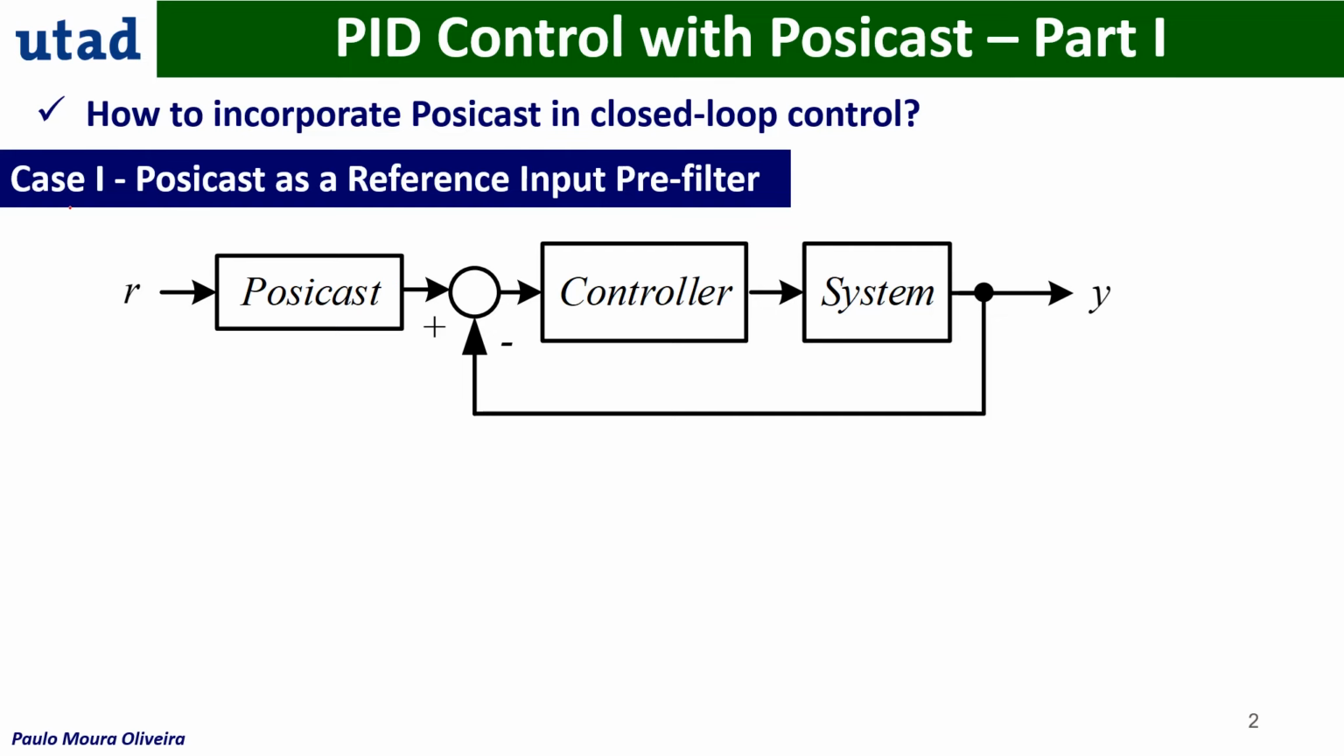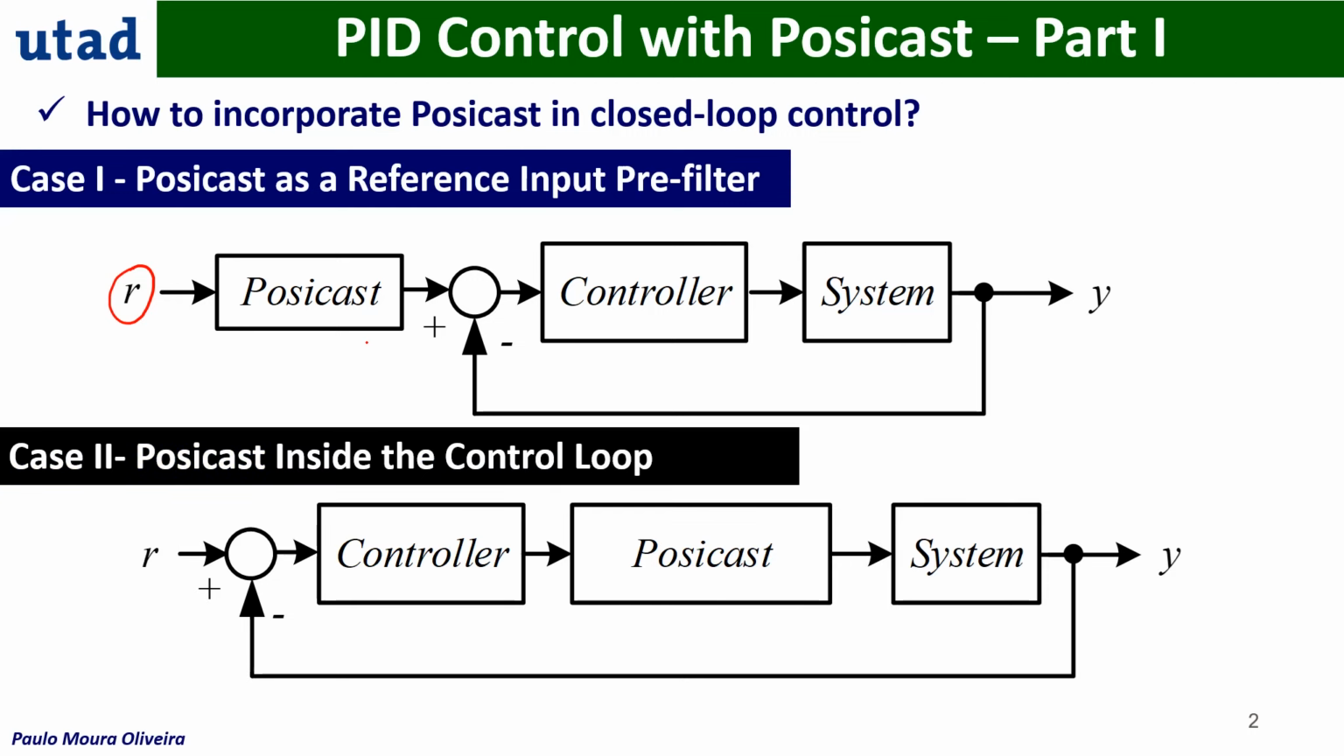The first one, we are going to call here case 1: Posicast as a reference input pre-filter. So the Posicast is here on the outside as a pre-filter to the reference input. This is the first approach. The second approach is we insert the Posicast inside the closed feedback loop. So this is the second approach.